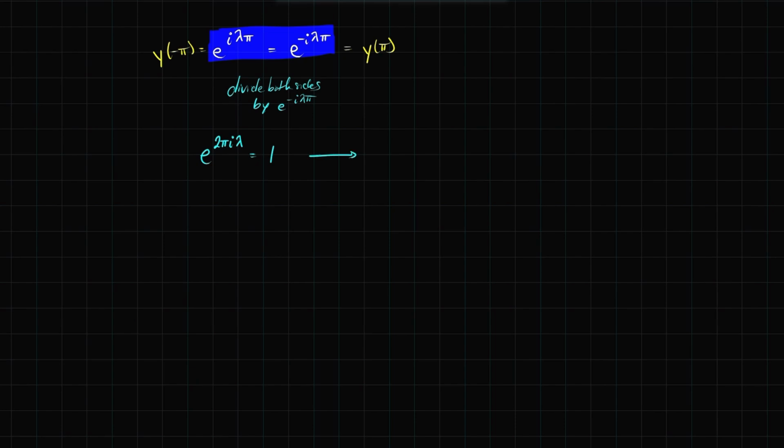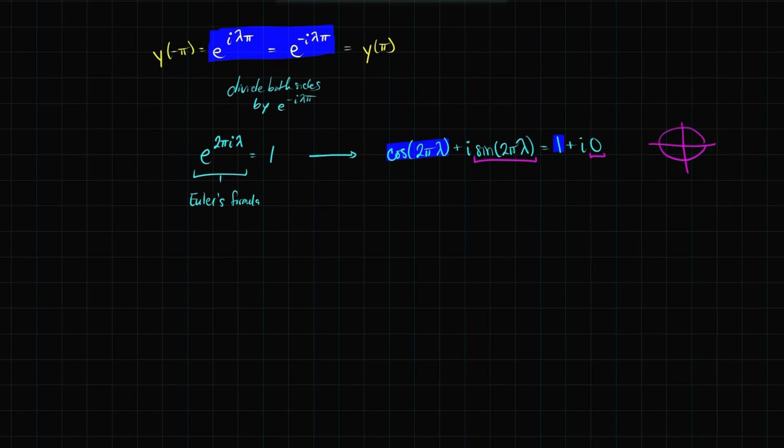And without getting into the nitty-gritty details, this is Euler's formula, giving me cosine of 2 pi lambda plus i sine 2 pi lambda equals 1. It really equals 1 plus i times 0. So I need cosine of 2 pi lambda to be 1, and I need sine of 2 pi lambda to be 0. Let's go to our unit circle. How do I get cosine to be 1 and sine to be 0? That's only here. That's the point (1, 0), cosine, sine. So it only occurs there, but where does that occur with regards to rotations? I could have 0 radians, 2 pi radians, 4 pi radians, I could also have negative 2 pi radians, or negative 4 pi radians, and so on.